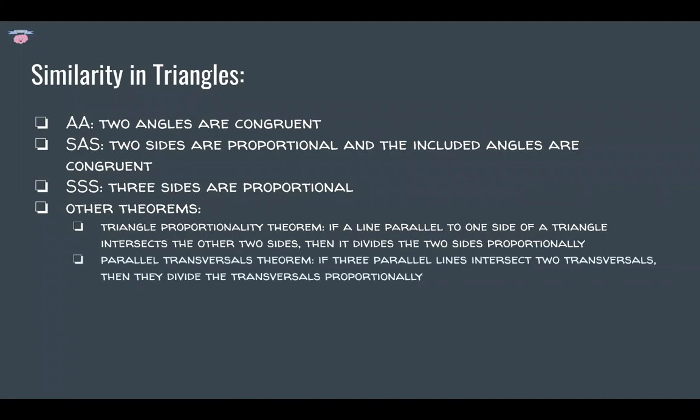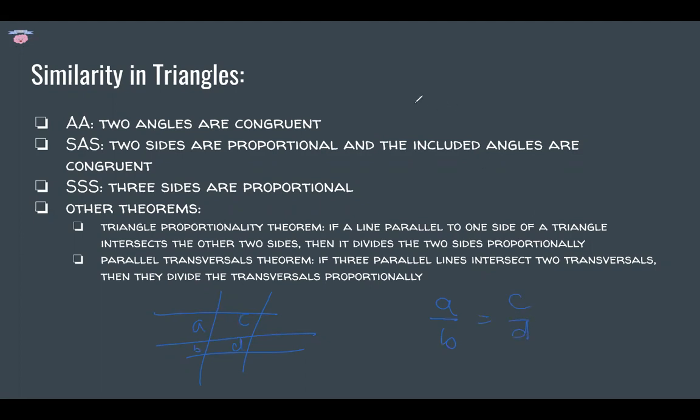Parallel transversals theorem: if three parallel lines intersect two transversals, then they divide the transversals proportionally. So let's add these two transversals here, A, B, C, D. That means A divided by B is equal to C divided by D.